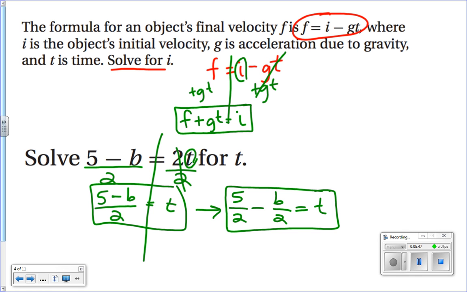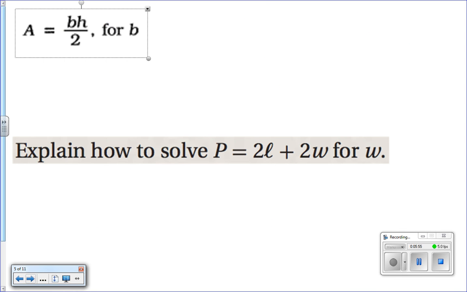Okay, but again, each one of those we just solved in one step. The top equation, we just added that gt over. The bottom equation, we just divided by 2. So let's talk about some multi-step equations.